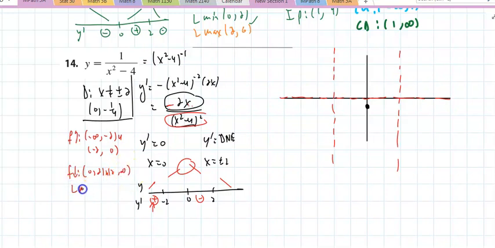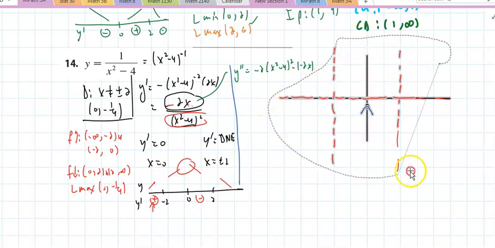And we have a local max at 0, negative 1/4. It seems this is a maximum, which means the graph looks like this. If I take the second derivative, I'm going to take the derivative of this. Y double prime: derivative of the top is negative 2 times the bottom, minus the top times derivative of the denominator.